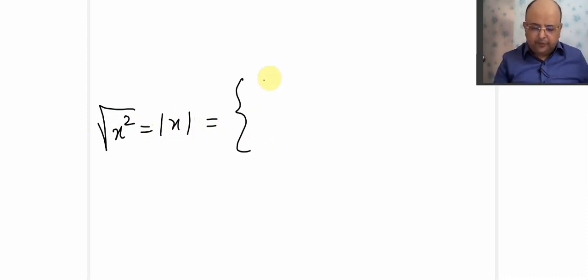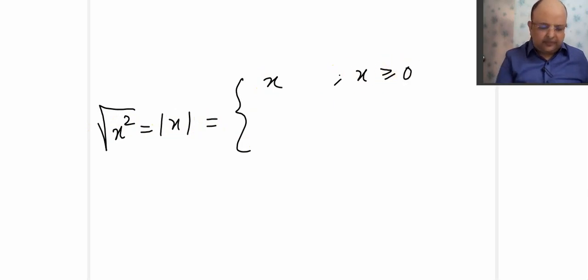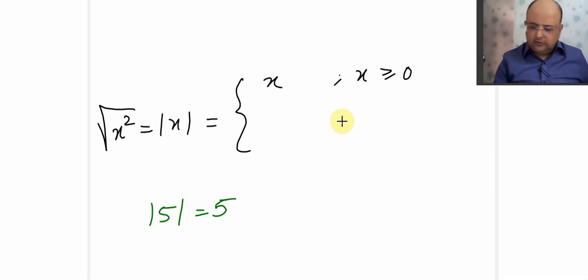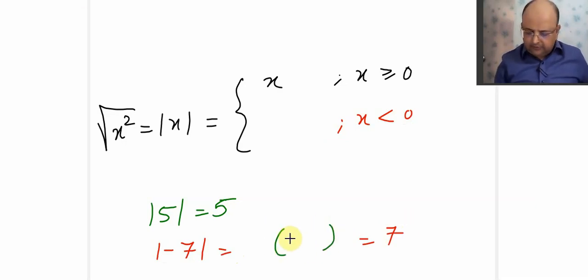So mod x is just x if x is greater than or equal to 0. I give you an example. What is mod 5? You will say 5. And now if x is less than 0, what is mod of minus 7? You will say, sir, it is 7. Yes, because the number minus 7 is negative, so I should multiply it by minus, so negative will be positive. Got it, dears?